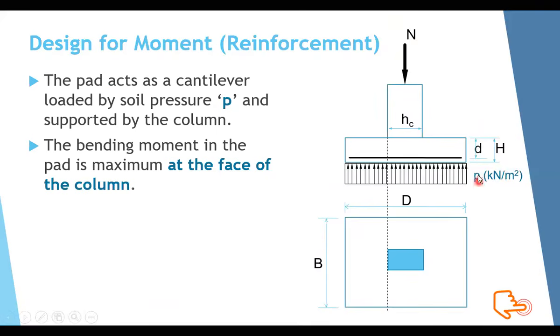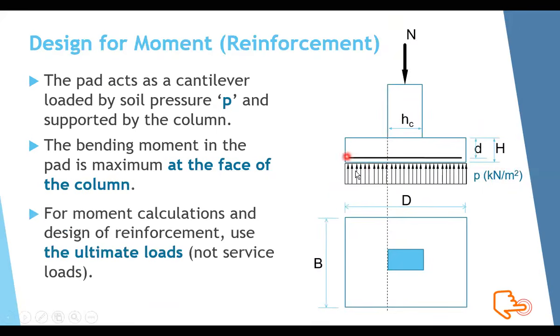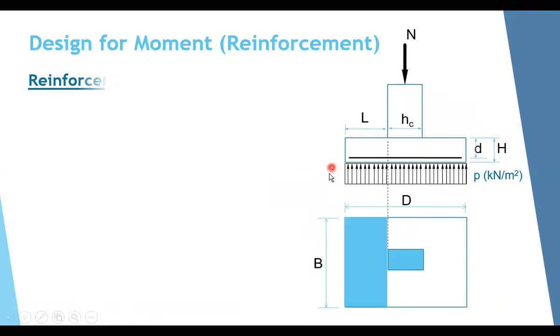Once you have calculated P, and you know this will be the critical section, we now have to calculate the moment due to this cantilever. Let's see how to do that. Let's say first we'll get the reinforcement in the long direction. If this is the long direction of the footing and B is the short direction, we will get it first in the long direction, and then we repeat on the short direction.